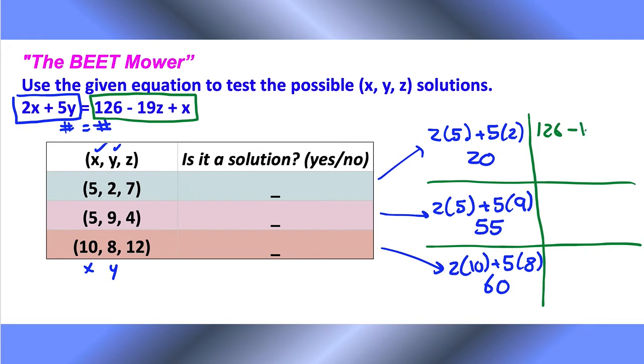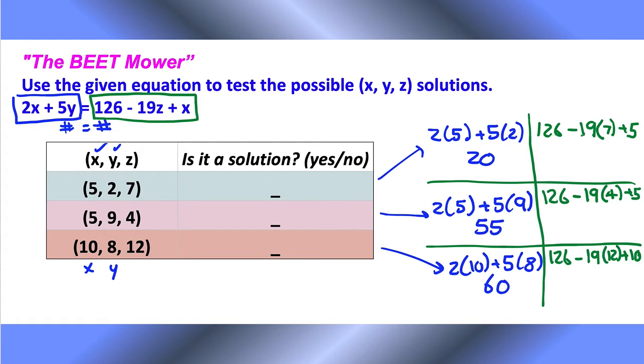126 minus 19. You're like, where are you getting this from? Right here. 126 minus 19 times the z value, which is 7, and then I have to add one more x, so plus 5. Okay, the next one's going to be 126 minus 19 times the z value, which is 4, plus the x value, which is 5 again. And the last one's going to be 126 minus 19 times the y value plus the x value. Make sure you write them out carefully, type them out carefully, however you get them set up.